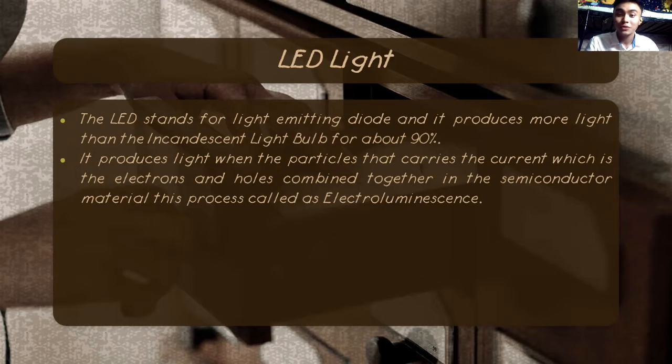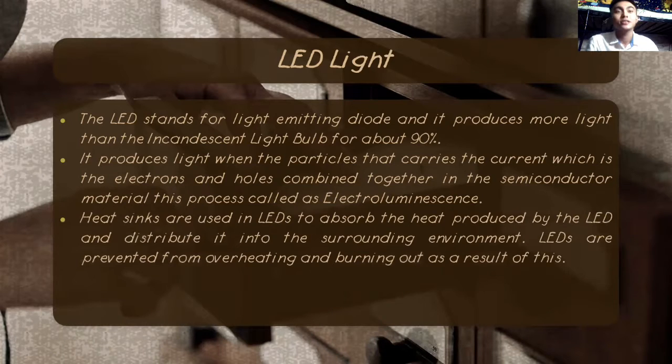The process that produces light is called electroluminescence. This is where the light occurs from the heat that the electrons and holes commit. So heat sinks are used in LEDs to absorb the heat produced by the LED and distribute it into the surrounding environment. LEDs are prevented from overheating and burning out as a result of this. Since they have their own heat sinks, they are more efficient than the incandescent lamp.